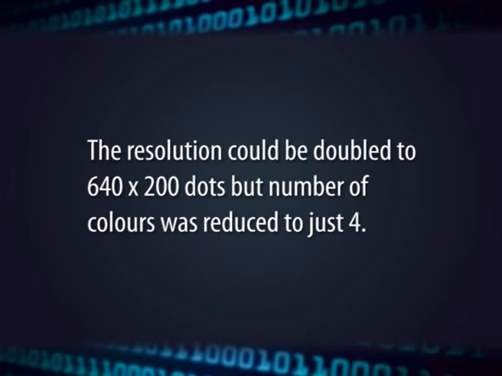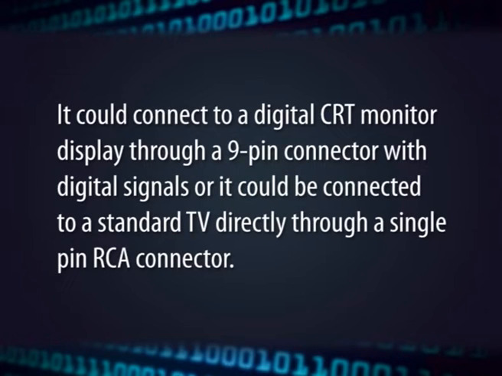The color graphics adapter CGA was introduced in 1981 in IBM PC. It was designed to provide text in 80 character by 25 rows and graphics in 320 by 200 dot resolution in 16 colors. The resolution could be doubled to 640 by 200 dots, but number of colors were reduced to just 4. It could connect to a digital CRT monitor display through a 9-pin connector with digital signals, or it could be connected to a standard TV directly through a single pin RCA connector.